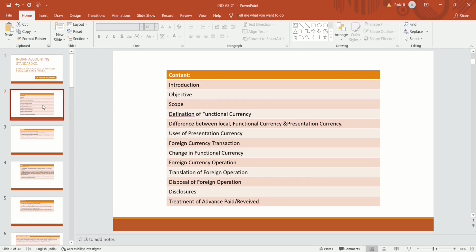Then foreign currency transactions, and how to deal with a change in functional currency. Then foreign currency operations, if any, and translation of foreign currency operations, how this standard says to deal with them. Then disposal of a foreign operation, if any, how to make the treatment of that, which this standard guides us. And also the disclosure part, and treatment of advances paid and received.